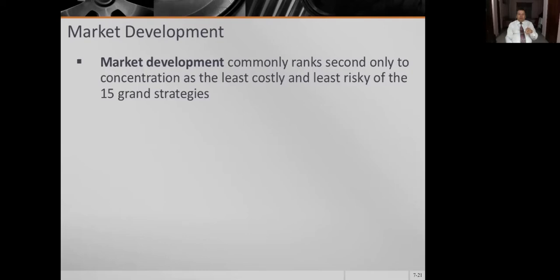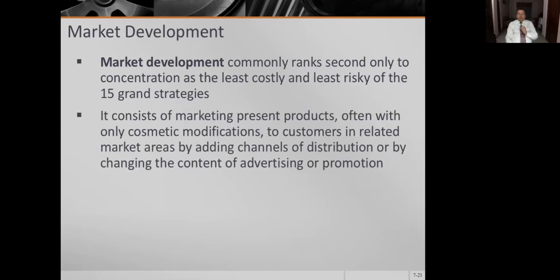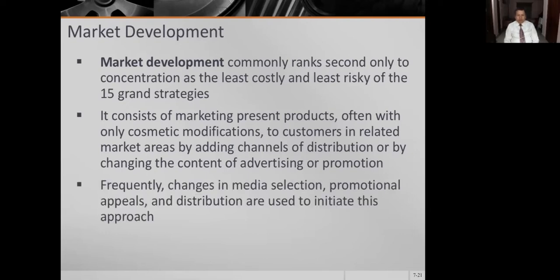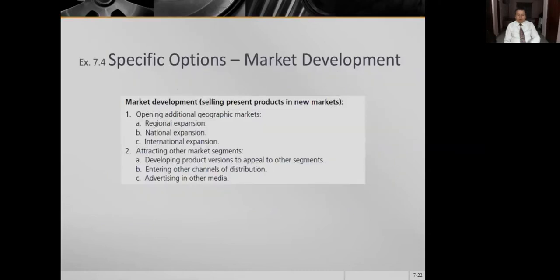Then another strategy is market development, concentration to market development. It commonly ranks second to concentration as the least costly and least risky of the 15 grand strategies. 15 there are, yes. It consists of marketing present products, often with only cosmetic modification. So the idea is standardization rather than customization or adaptation. Okay. This gives enough flavor of the idea of strategic choices that you have. Right? And these are the options that you have in the market, selling present products in new markets.